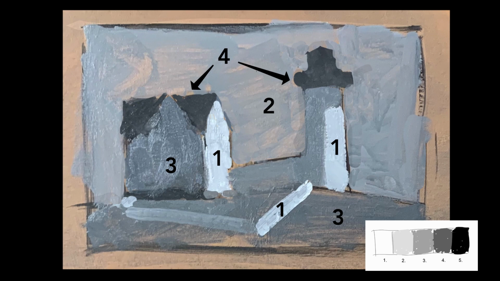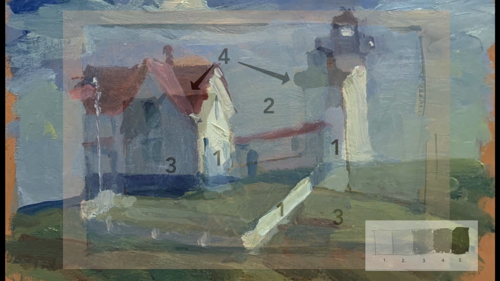So what did I end up with? 1, right side of the lighthouse, side of the house in light. 2, the sky. 3, side of the house facing us, left side of the lighthouse and the ground plane. And 4, the roof and the top of the lighthouse, so a total of 4 values. Alright, on to color.